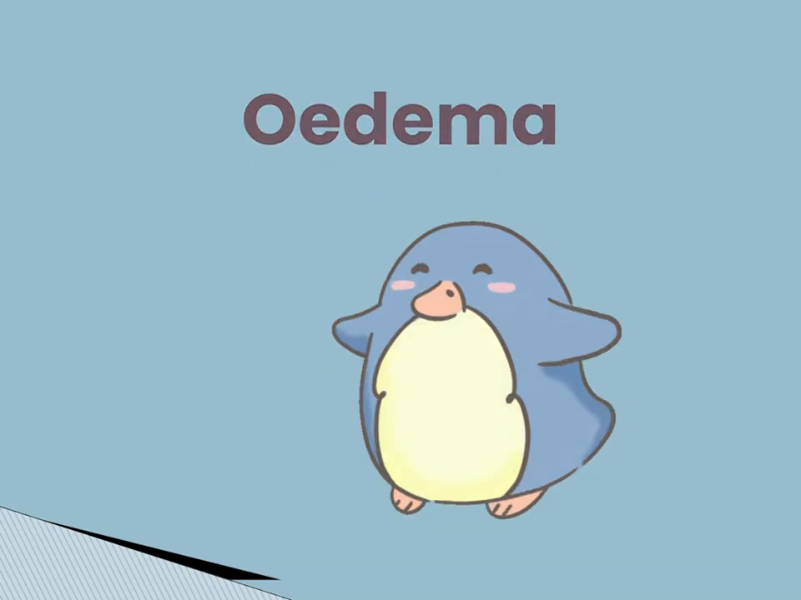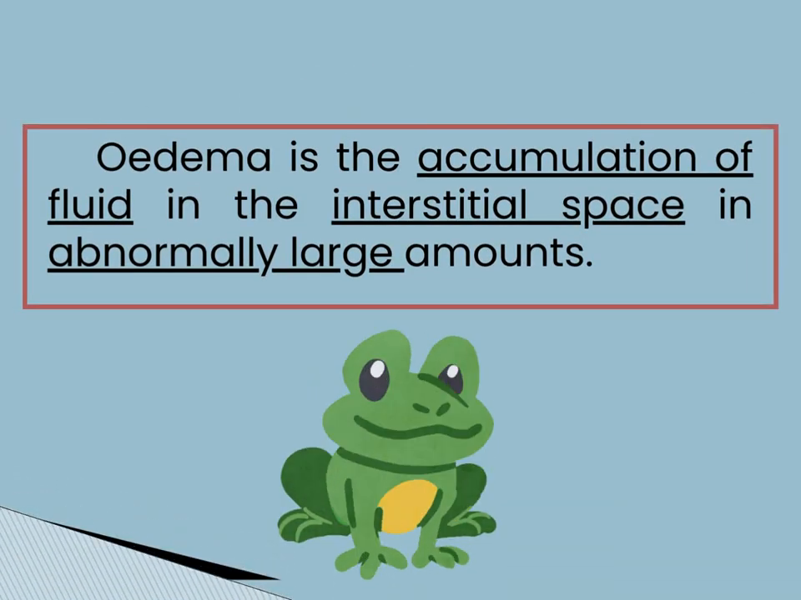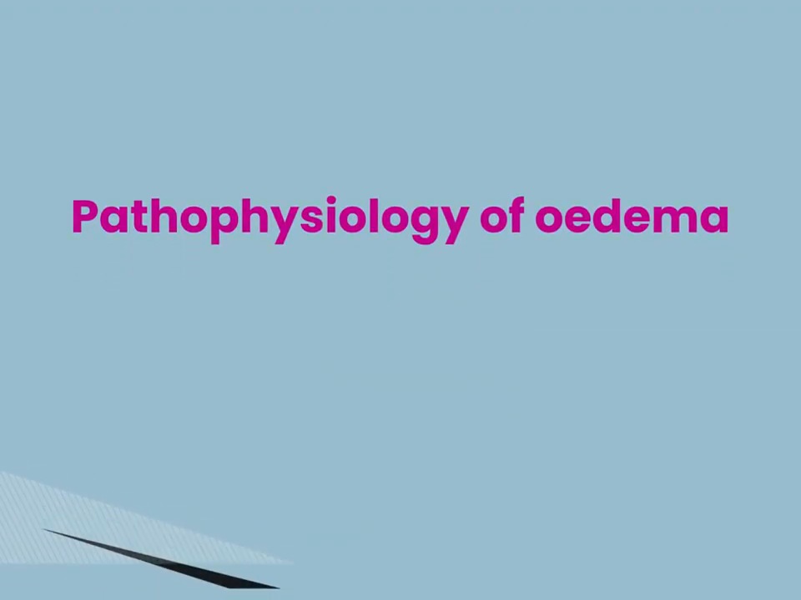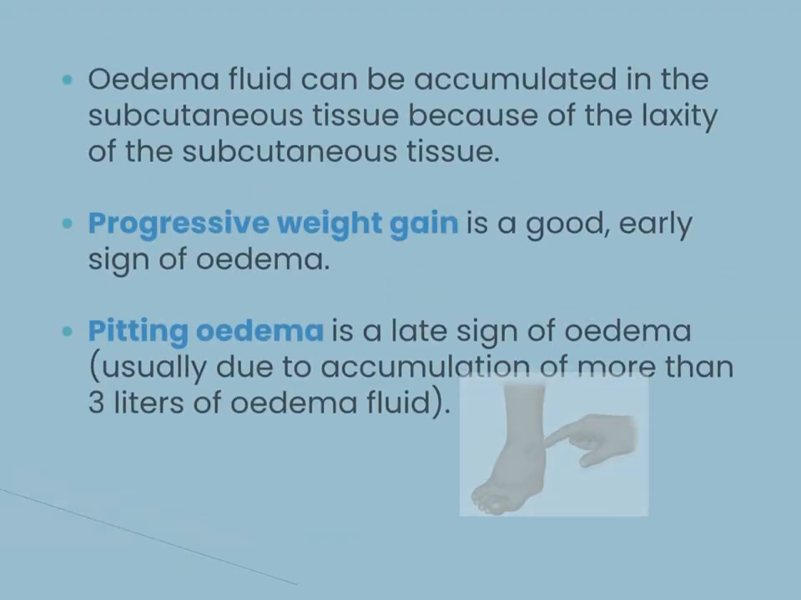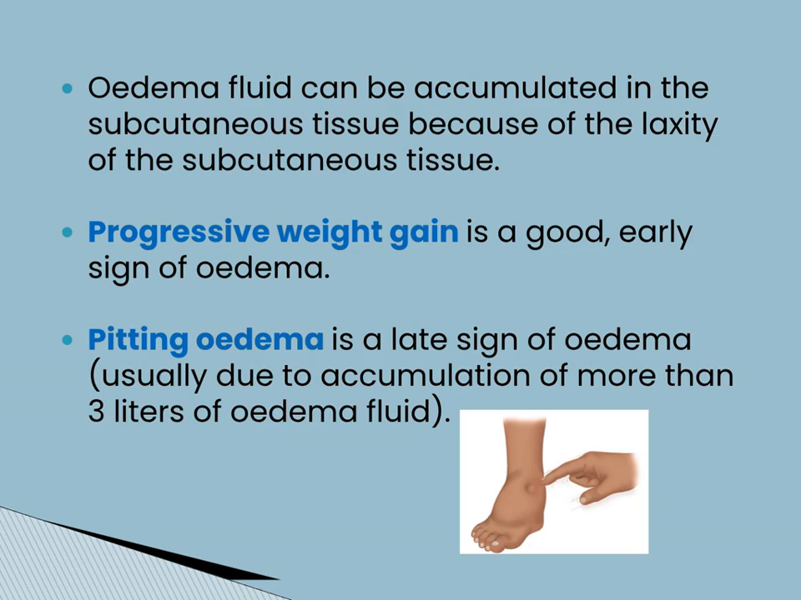Edema. Edema is the accumulation of fluid in the interstitial fluids in large amounts. Pathophysiology of edema. Edema fluid can be accumulated in the subcutaneous tissue because of the laxity of the subcutaneous tissue. Progressive weight gain is a good early sign of edema. Pitting edema is a late sign of edema, usually due to accumulation of more than 3 liters of edema fluid.